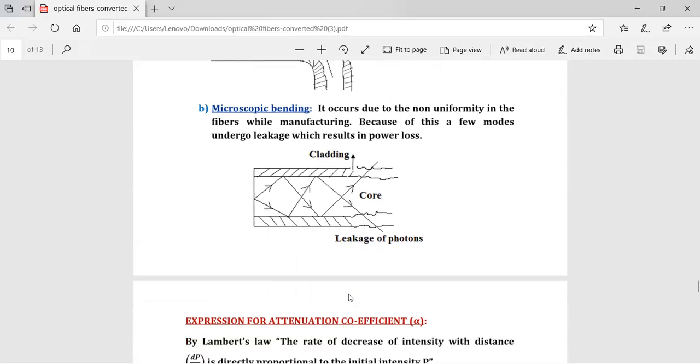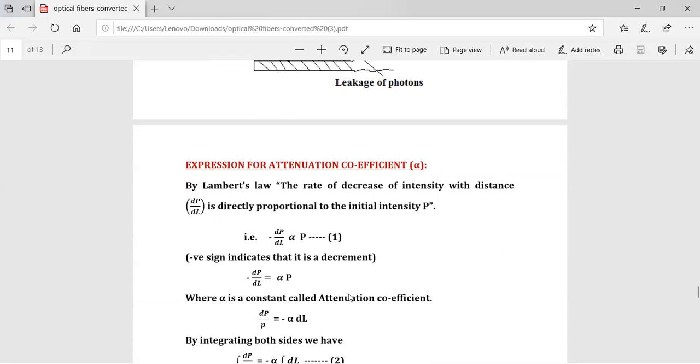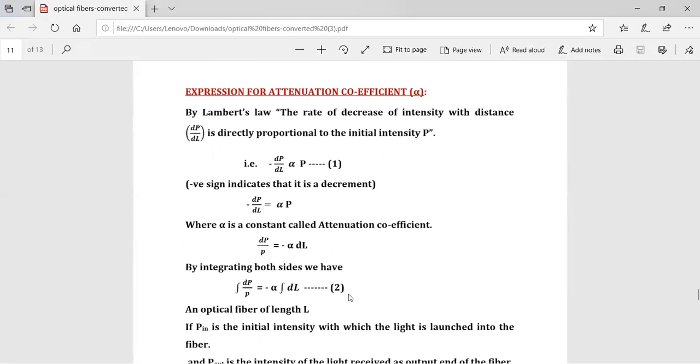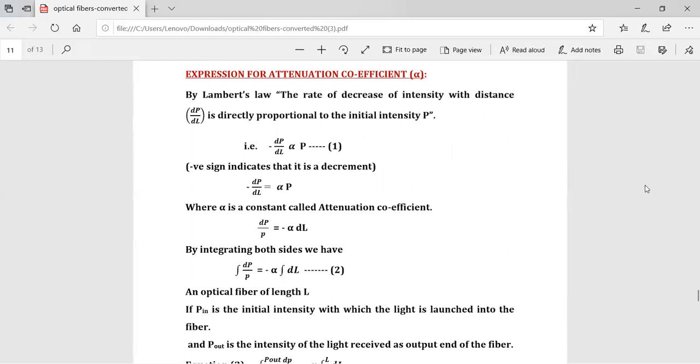So now let us find an expression for attenuation coefficient. Attenuation coefficient is denoted by alpha. Alpha gives you the net loss for the fiber. There are three types of losses: radiation loss, scattering loss, and absorption losses. The net loss for the fiber can be calculated by a factor called attenuation coefficient. So let us know about this attenuation coefficient. We know by Lambert's law.